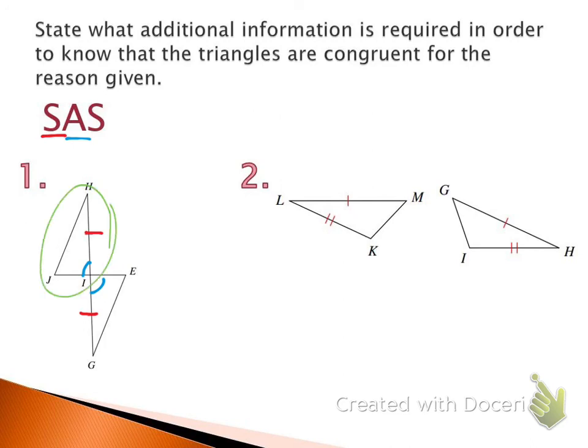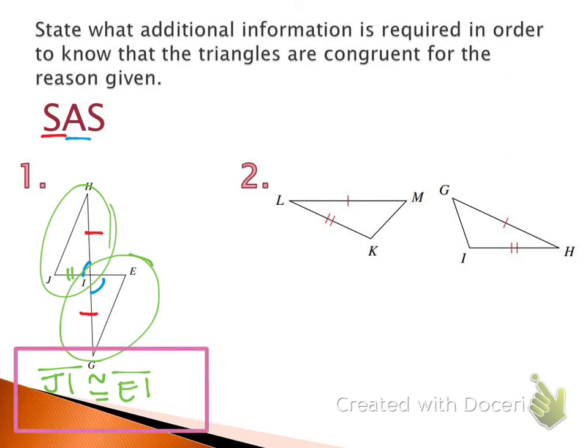So show me on the picture, what needs to be marked congruent on this first picture to have side angle side? JI. So why didn't we write JI? JI has to be congruent to something else on my second picture. EI. That's the answer.